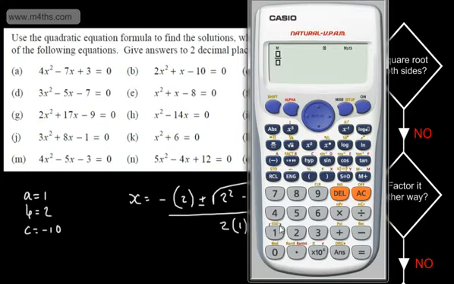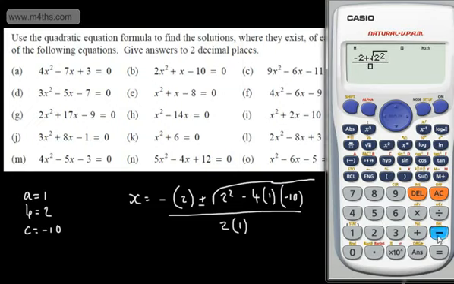So let's go ahead. Let's just put this in. So we can have minus 2 plus the square root of 2 squared. So just plug all of this in. Minus now 4 lots of a, which is going to be 1, multiplied now by negative 10, all over 2 lots of 1, which is just there. And now this gives us what we call the exact answer.